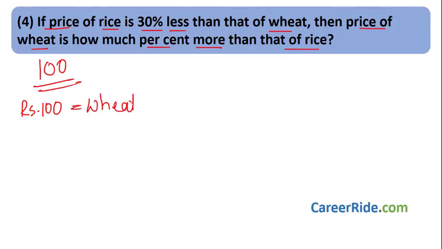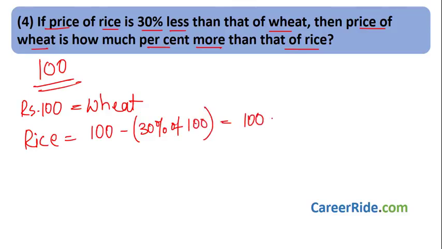Because they have given that the price of rice is 30% less. So what would be the price of rice? That would be 100 rupees minus 30% less. 30% of what? 30% of wheat's price, that is nothing but 100 rupees, right? So 100 rupees minus 30 rupees, 30% of 100. How to calculate 30% of 100? Very easy, two methods. 30 divided by 100 multiplied by 100, so you will get 30, or 10% of 100 is 10. Multiply 3 times, we get 30. Same answer, right? You will get rupees 70.